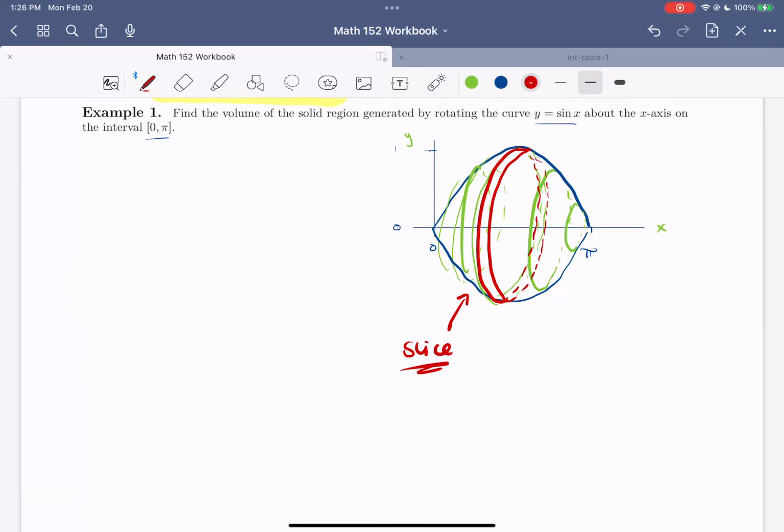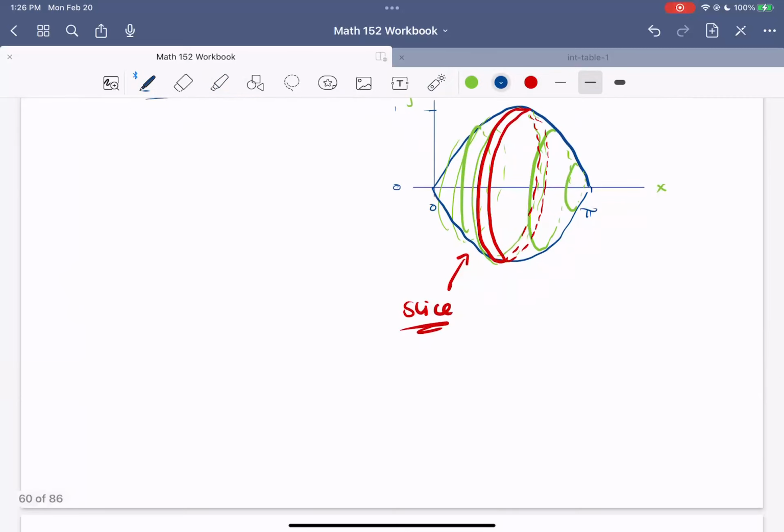But the strategy or method that we're going to use to compute that volume is to add up the volume of each slice. So let's go ahead and look at what a slice actually looks like. So this is a slice of our 3D region.